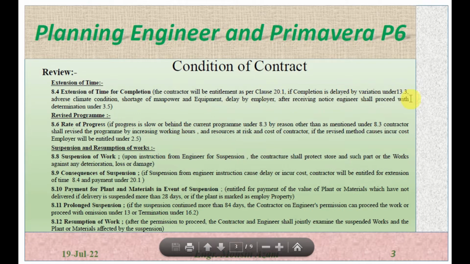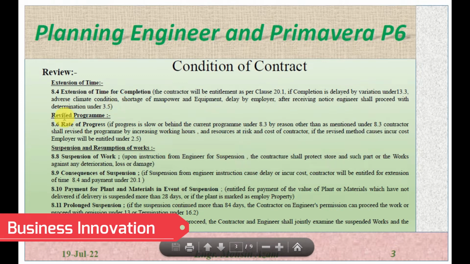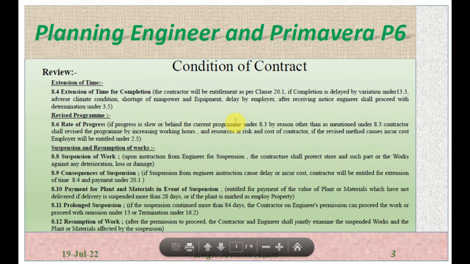After receiving notice, the engineer shall proceed with 3.5 for the determination. Revised program. 8.6 rate of progress. If the progress is slow or behind the current program under 8.3, and 8.3 is actually the program, and it is behind by reason other than as mentioned in 8.4, the contractor shall revise the program by increasing the working hours and resources at the risk and cost of the contractor. If the revised method incurs cost, the employer will be entitled under 2.5.